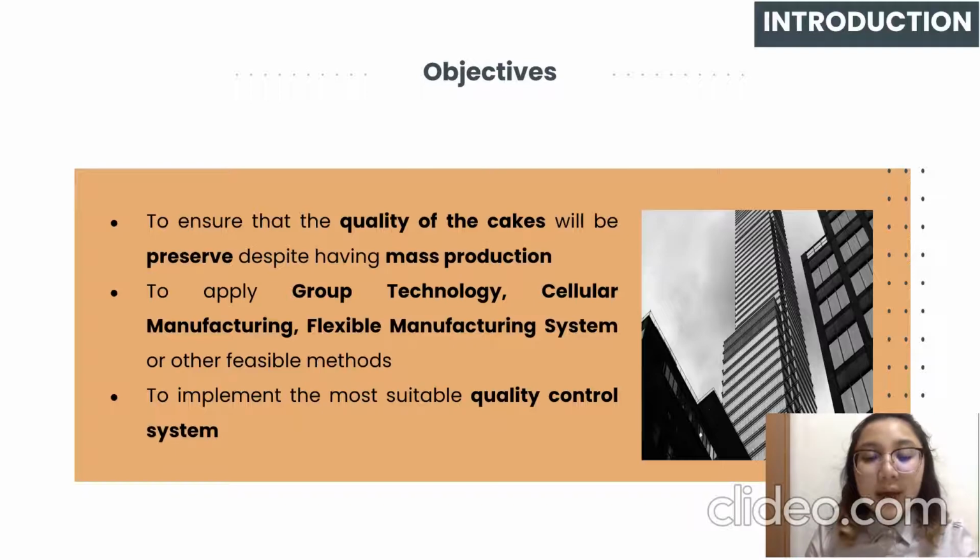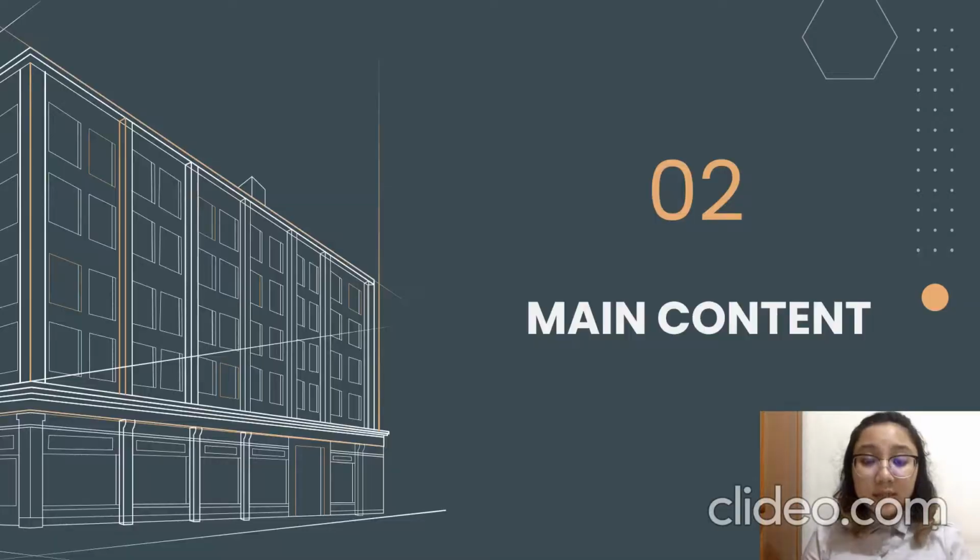Today, I will be talking about the objectives of the project, which include to ensure that the quality of the cakes will be preserved despite having mass production, to apply group technology, cellular manufacturing, flexible manufacturing systems or other feasible methods, and lastly, to implement the most suitable quality control system. Next, we'll be discussing the main content of the project.